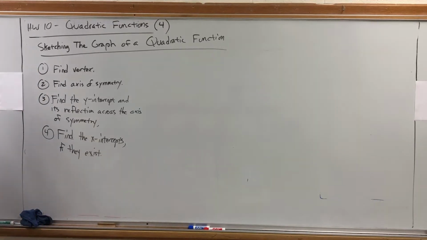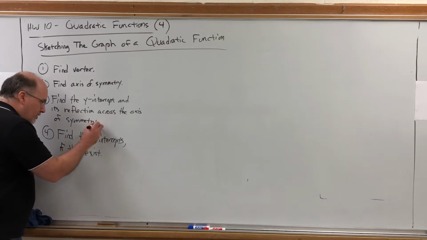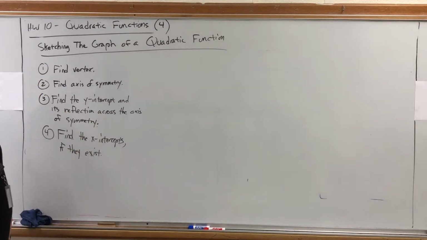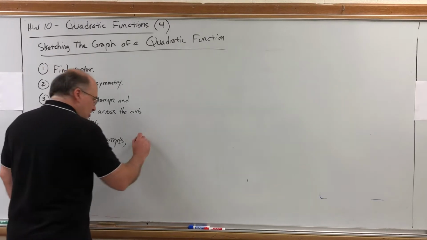Step 3, find the Y-intercept and its reflection across the axis of symmetry. I'll show you what that means in just a moment. And then step 4, find the X-intercepts if they exist. Now what do I mean by if they exist?